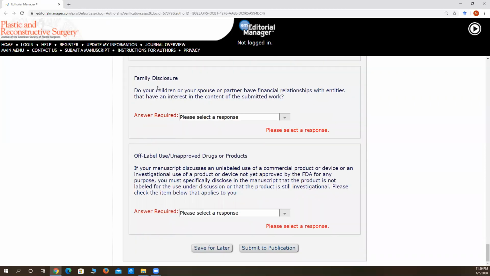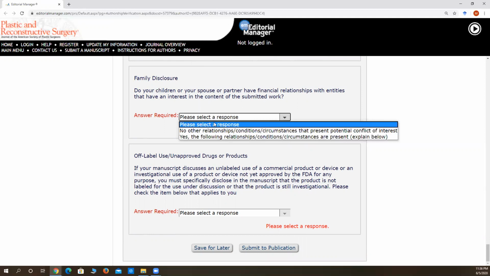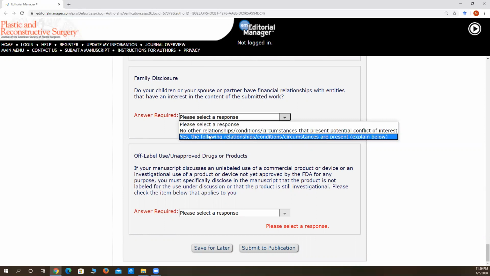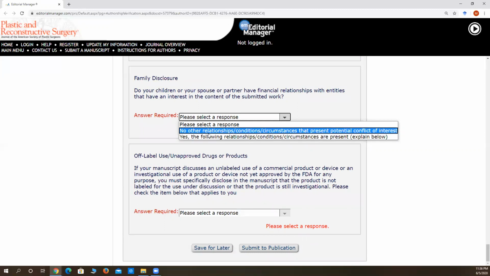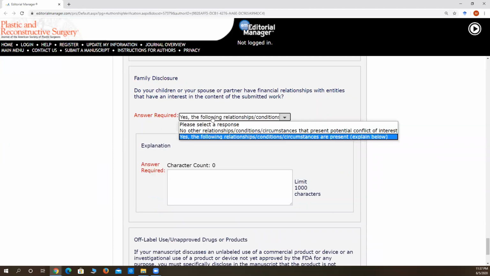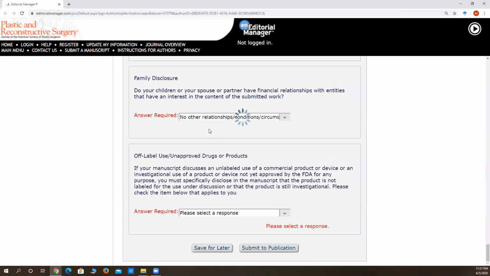And then it asks you, do you have any family disclosures? Because sometimes you might not have financial relationships, but your children or your spouse or partner have. So if you don't have any, just click no other relationships. If any of your family members do, you click yes, and you explain, as we showed previously, the number, the times, the amount of money, the institution giving the money. No other relationships. This one asks if you're using drugs or products that are not approved yet by the FDA.